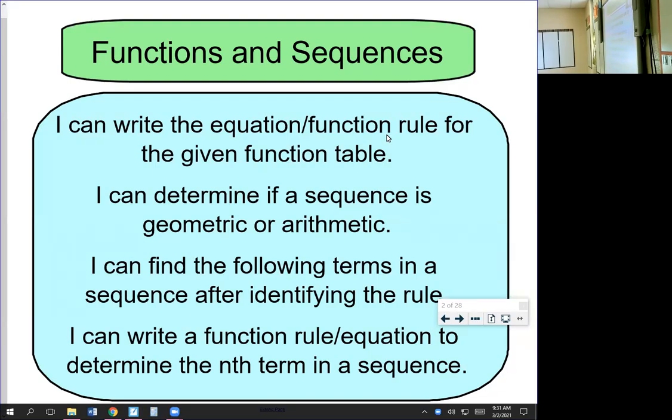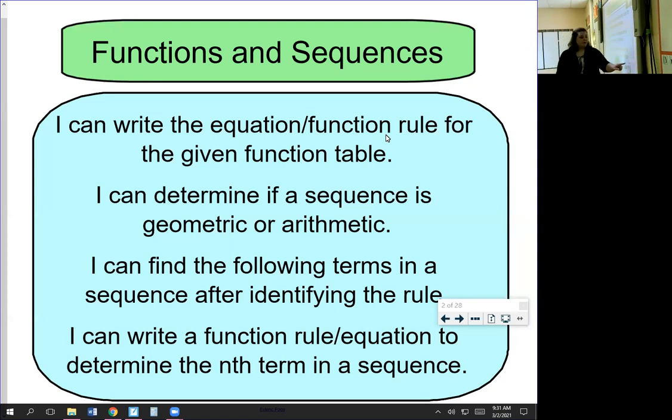Okay, for today, we're looking at functions and sequences. This is a mixture of 6th and 7th grade content, so it is very important, especially for when you take pre-algebra. We're still doing the function tables, but the major difference is whether a sequence is geometric or arithmetic. We're also going to find the nth term in a sequence and then write the equation.